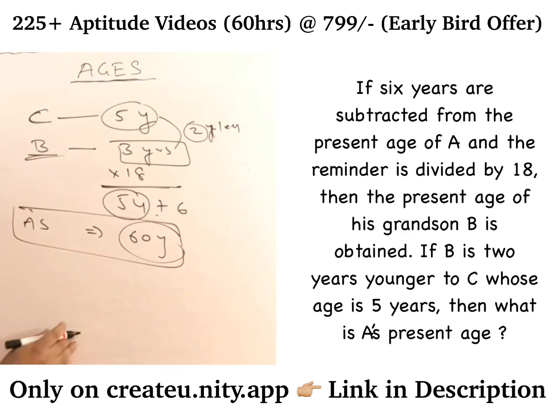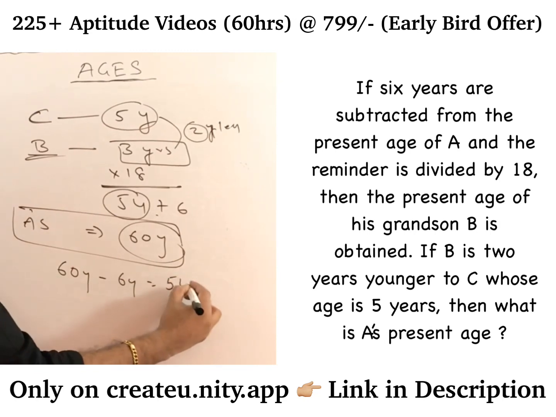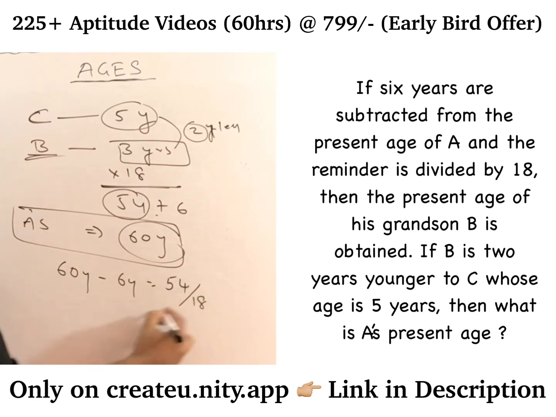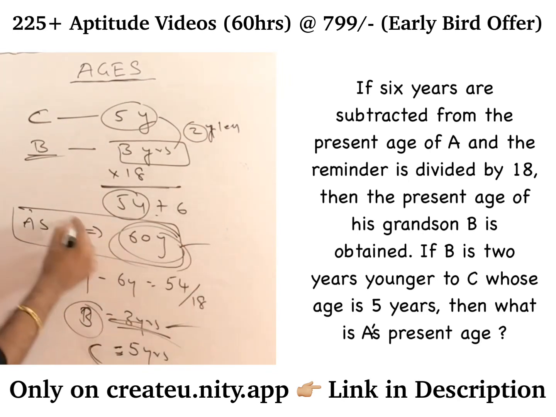If you want to cross verify, 60 years minus 6 years, the remainder is 54 years. If you divide it by 18, you will get 3 years, which is 2 less than 5 years. This was C's age and this is B's age. Your answer for this question is 60 years. A's age is asked and A's age is 60 years.